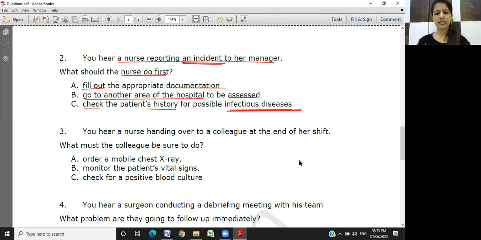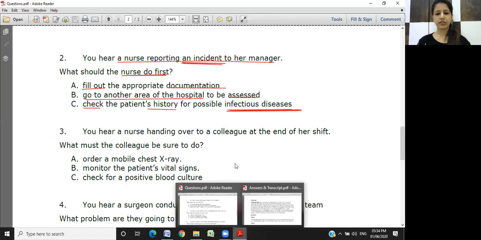Right, so again you had something about each of the options, but your focus is on what the nurse has to do first. Now I'm playing it for the second time.